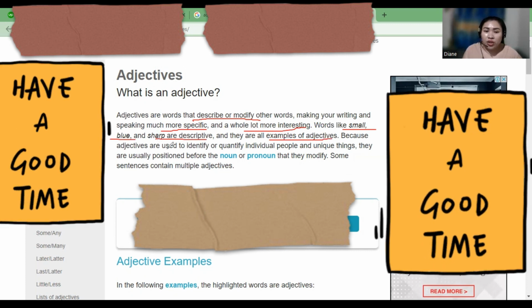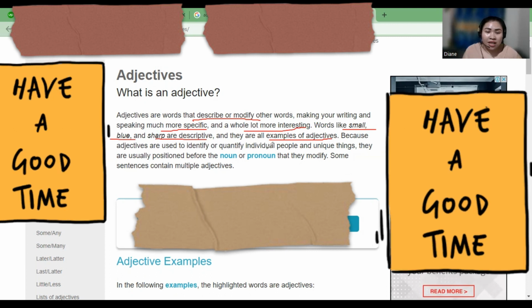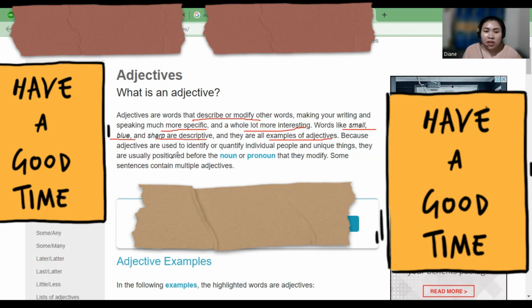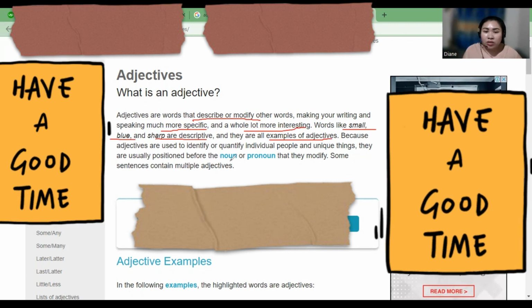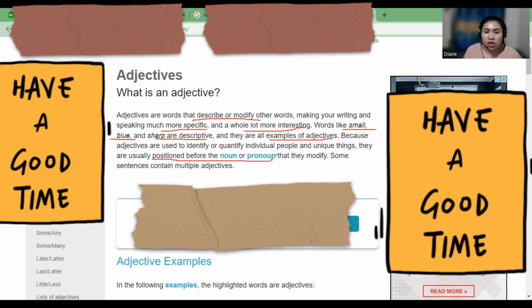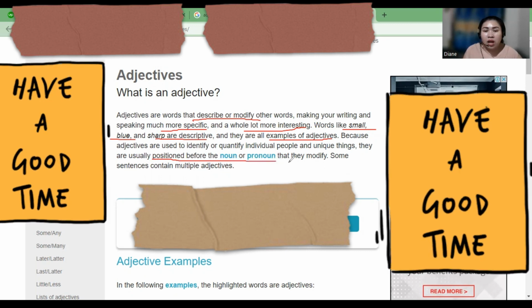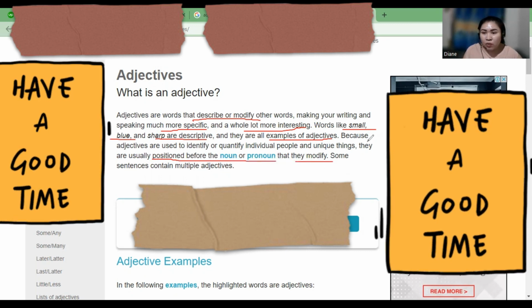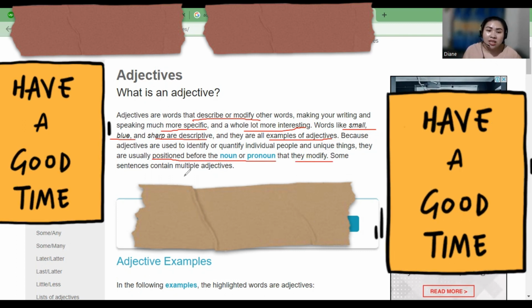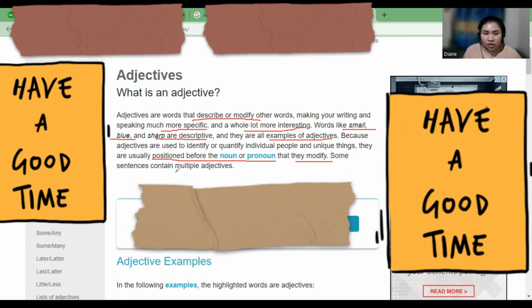Adjectives are used to identify or quantify individual people and unique things. They are usually positioned before the noun or pronoun that they modify. When we say modify, it describes. Some sentences contain multiple adjectives.